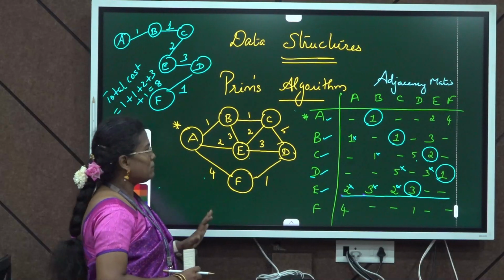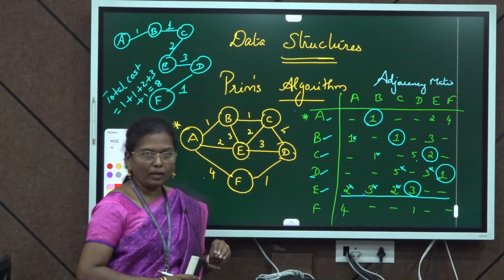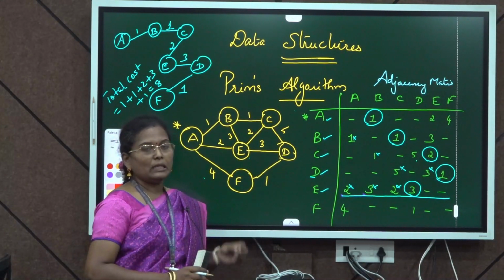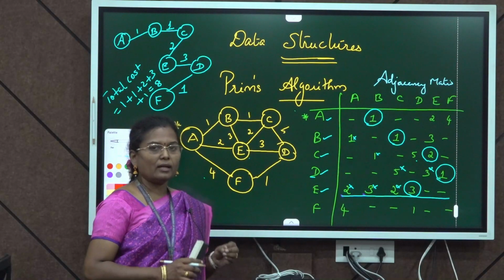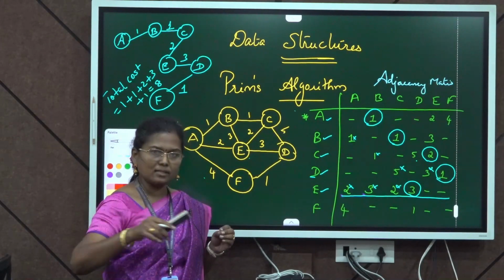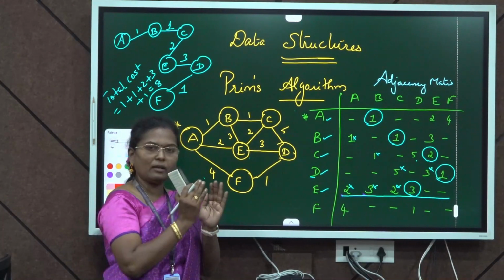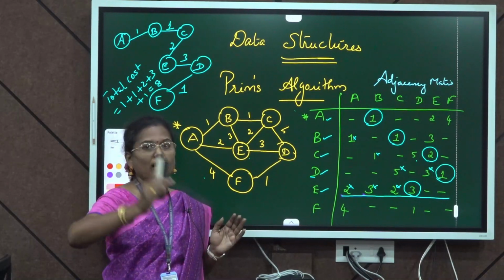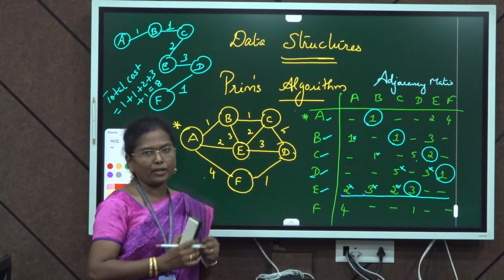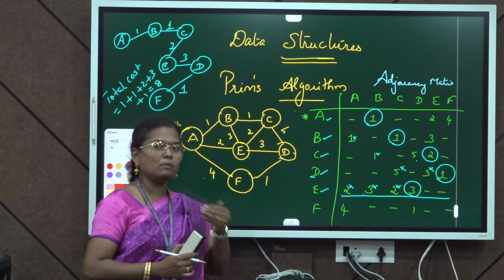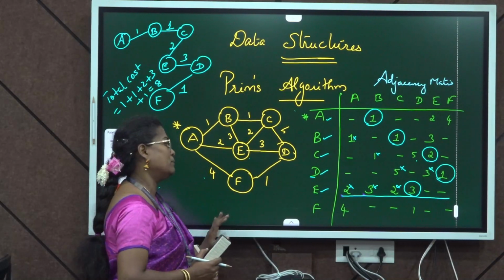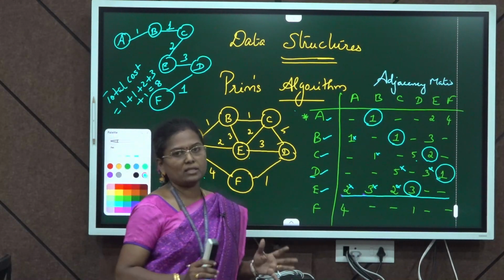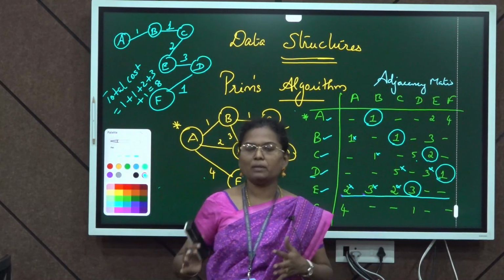So, looking into Prim's algorithm, we are going to take node by node. Each and every node will be taken, and we are going to see the shortest distance between the current node and the next node, and that shortest distance is taken into consideration and it is proceeded further. So this is how Prim's algorithm works, and that is the main difference between Kruskal's algorithm and Prim's algorithm.